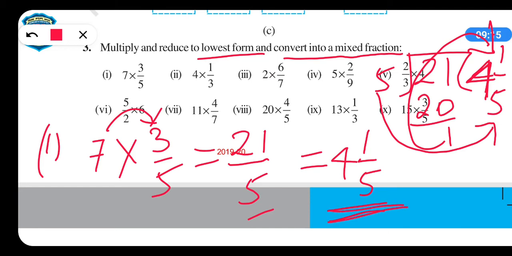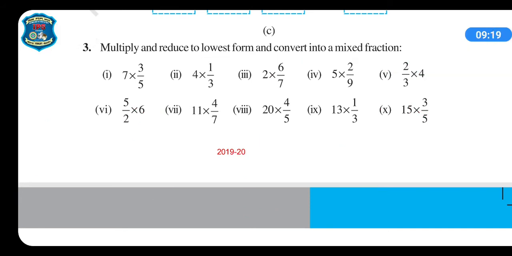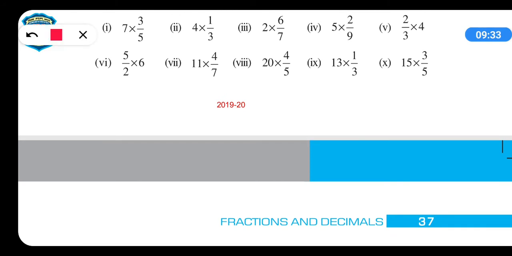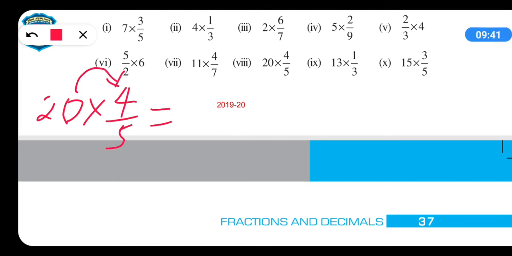So in this way you have to multiply. Let us see one more, just have a look. Let us see the eighth part. Look at the eighth part, 20 into 4 upon 5. We will solve this, right? So 20 into 4 upon 5. So first multiply 20 into 4. 20 into 4 is 80 upon 5, right?